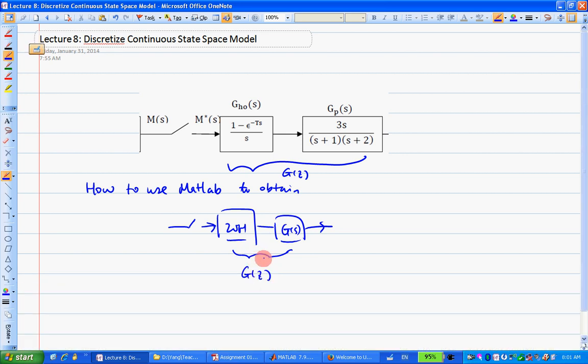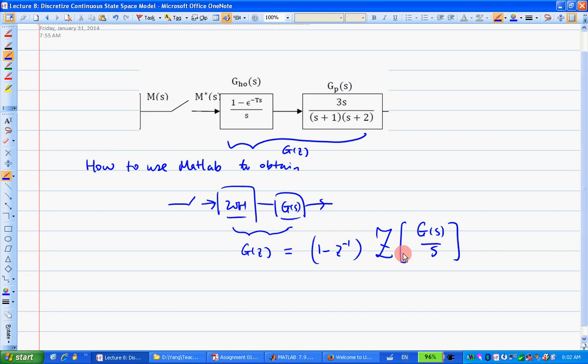Basically, you're discretizing this G of S with an equivalent zero order hold and impulse sampler preceding it, right? And what's G of Z here then? The G of Z is (1 minus Z to the power of negative 1) times the Z transform of G of S over S. Okay? I need you to actually memorize this. This is a very important result that you're going to use.